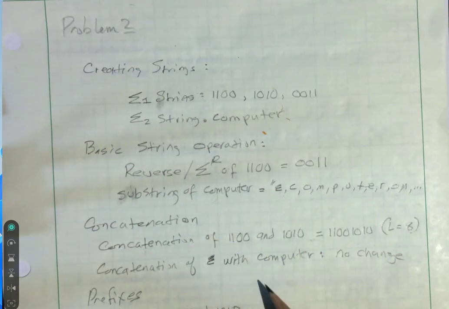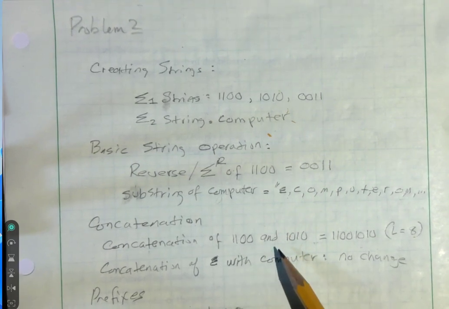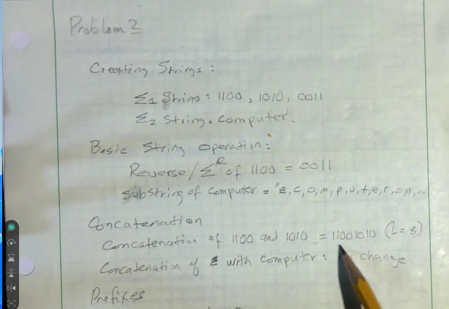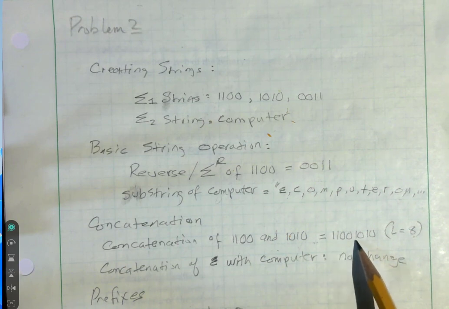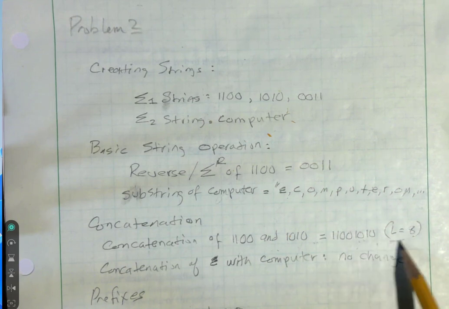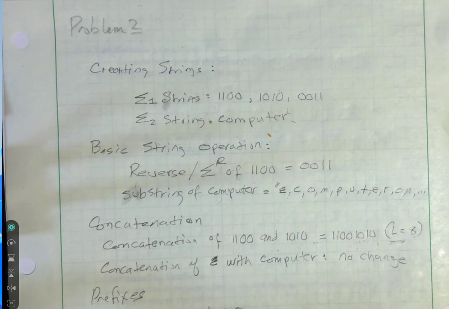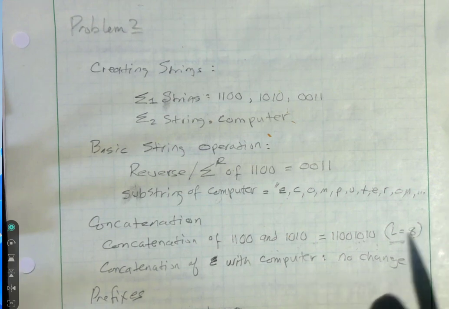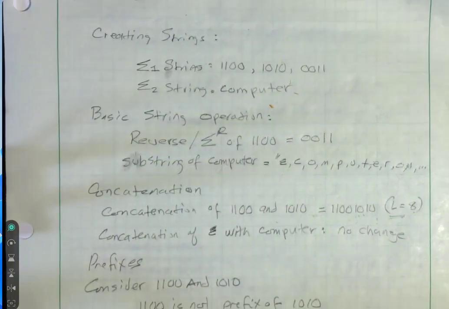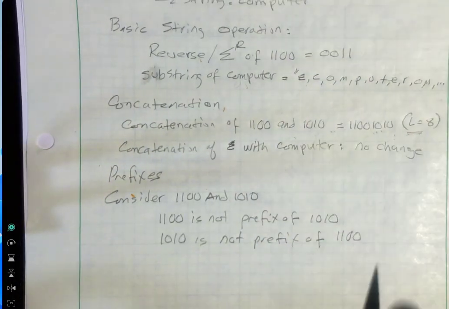And then the concatenation of 1100 and 1010 is 11001010, and the length is 8. And then the concatenation of epsilon with computer, no change, and the length stays 8. Prefixes: I selected 1100 and 1010, my strings, and then I just looked at them. 1100 is not a prefix of 1010, and 1010 is not a prefix of 1100, and I put that in there.